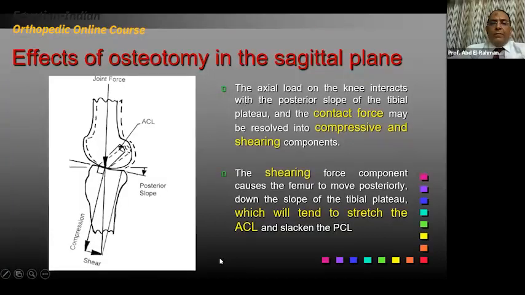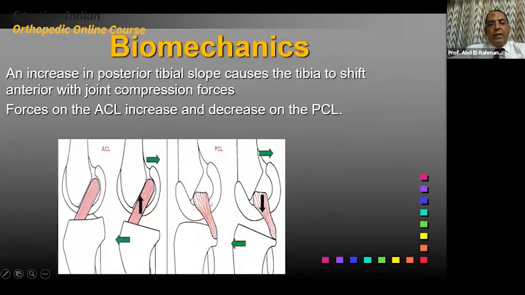As we know, regarding the effect of osteotomy in the sagittal plane, the axial load of the knee interacts with the posterior slope of the tibial plateau, and the contact force may be resolved into a compression force and a shearing force. This shearing force component causes the femur to move posteriorly down the slope of the tibial plateau, which will tend to stretch the ACL graft. When the slope is increased, the femur moves downward and backward, and the tibia moves upward and anteriorly, and so this causes stress on the ACL graft, as we see.